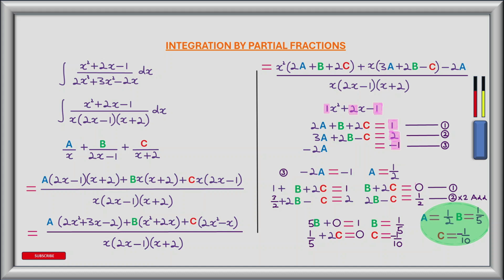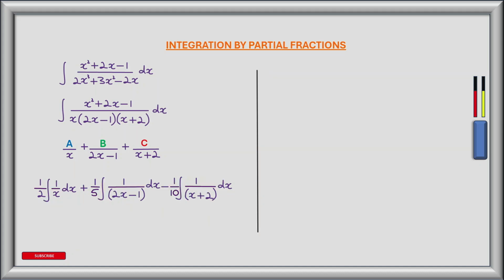So now we have a is equal to 1/2, b is equal to 1/5, and c is equal to minus 1/10. So now we've solved for a, b, and c. We can now substitute these values back into the original expression. This now transforms our original integral into 3 integrals, which are much more easily managed. So we're left with 1/2 multiplied by the integral of 1 over x dx, 1/5 multiplied by the integral of 1 over 2x minus 1 dx, and minus 1/10 multiplied by the integral of 1 over x plus 2 dx.